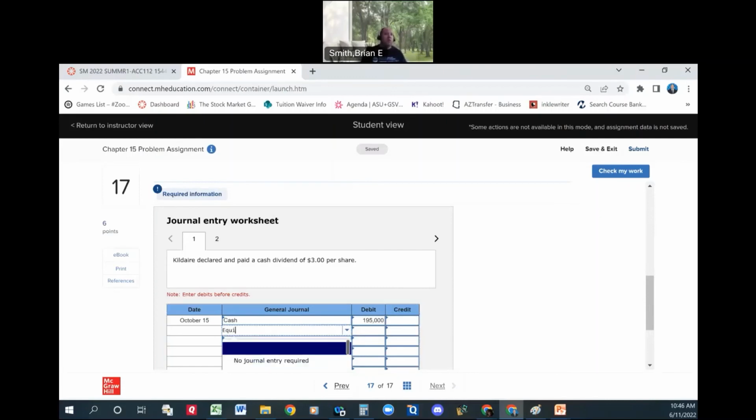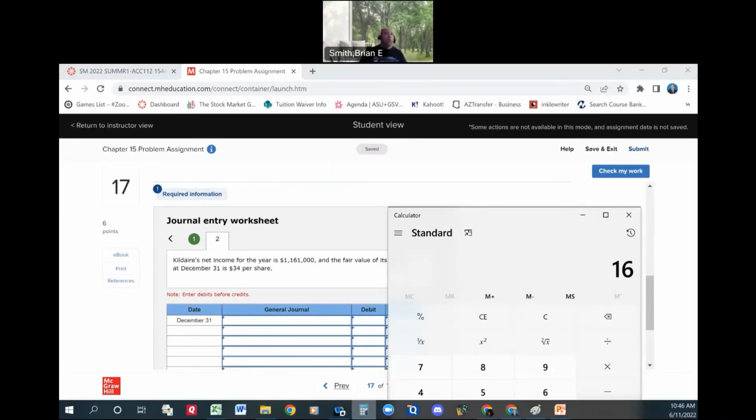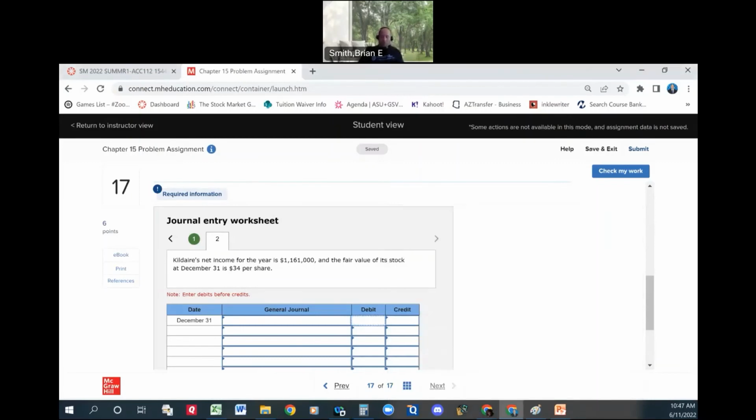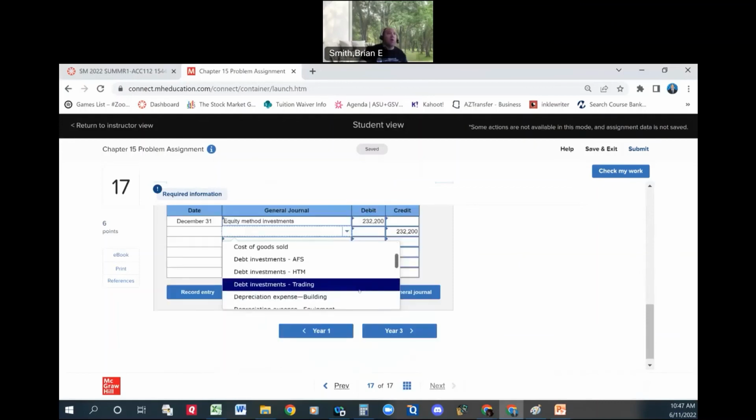Equity method investments for 195,000. And then net income again for the year. We're going to take that 1161 times 0.2, 232,200. Let's do that again. 232,200. And we're going to do equity method investments, and then it's our share of earnings from equity method. There we go.